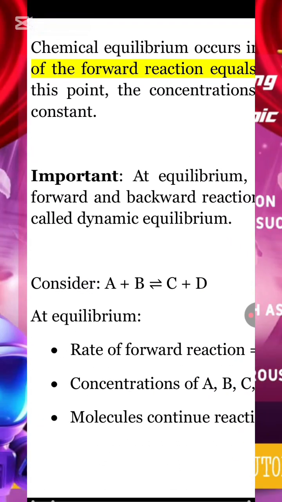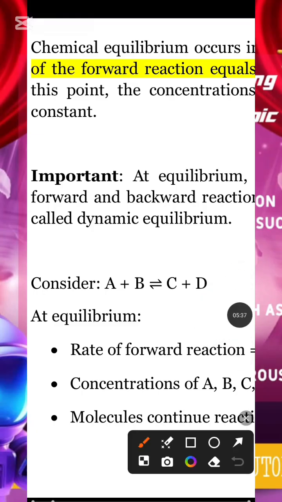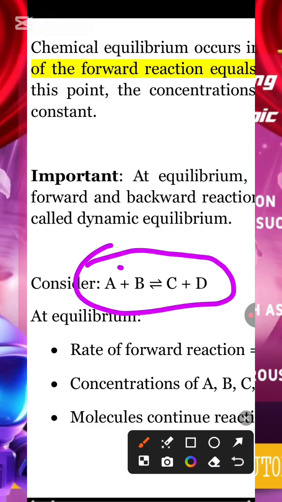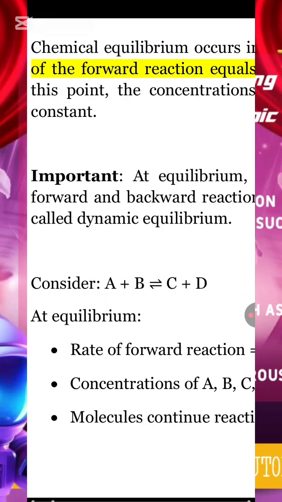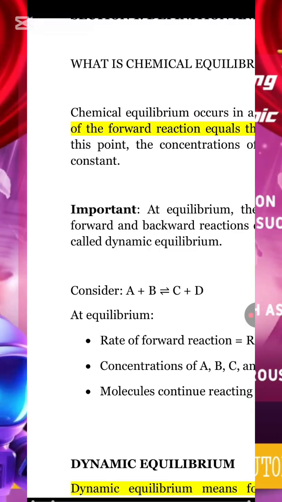When we say a reaction is reversible, it simply means that once the reactants combine to form the products, the products will also combine to form back the reactants, as you can see right here in this equation. That means A and B will combine to form C and D, and at the same time C and D will also combine to form A and B. That is what we mean when we say a reaction is reversible.